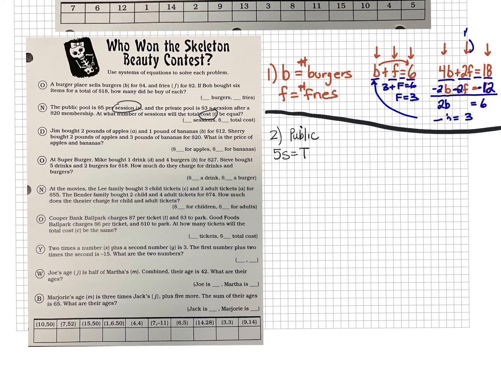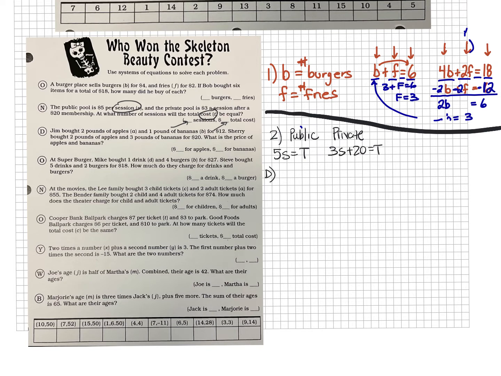And then the private one is $3 a session, $3 for every session, plus a $20 membership is what T equals. So there's your two equations. I would probably use substitution on this one since you know that T is equal to 5S. Just plug that in for T on the other side, solve it, you'll find S, you'll find T. So you're looking for at what number of sessions will the cost be equal? I guess they want both the sessions and at what cost will they be equal? So when are S and T equal?